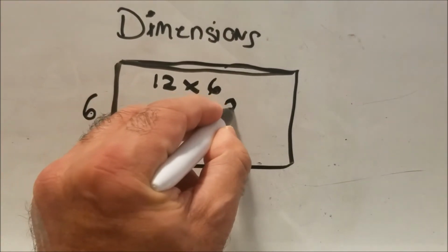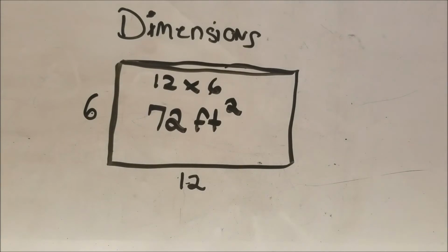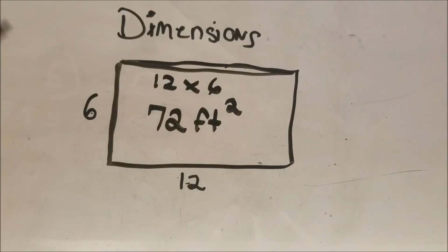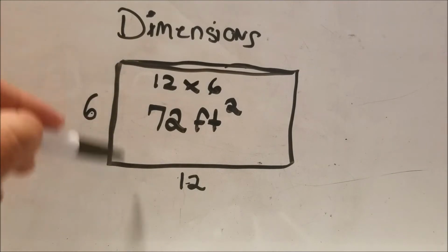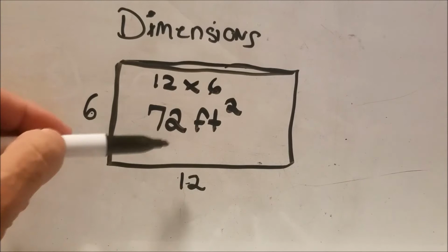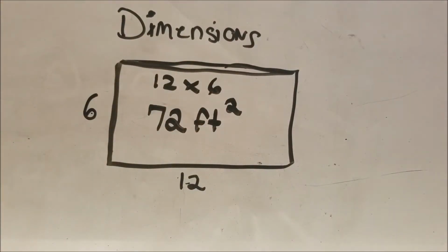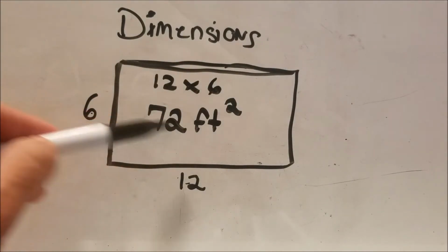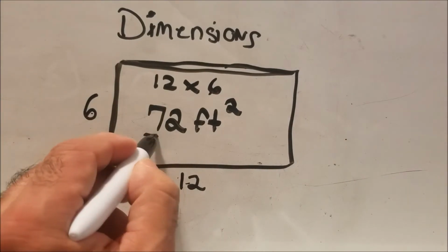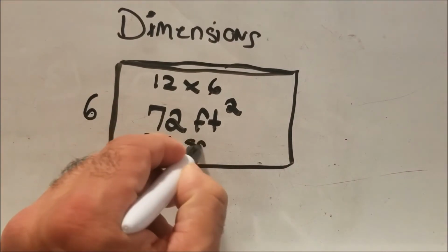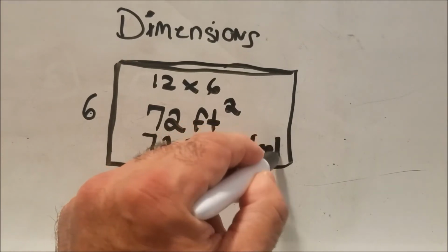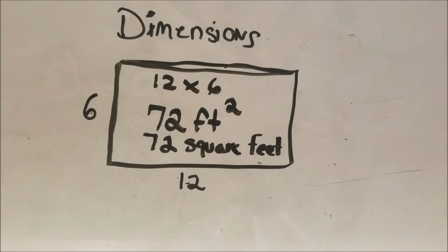And we're going to put that little 2 there. That means squared. Area is always squared. 72 feet squared. So if we go to the carpet store and he asks, what's the area of your floor? You'll say, it's 72 feet squared. And he'll give you a rug that's 72 feet squared. Now you can also write it like this, 72 square feet, whatever way you like.